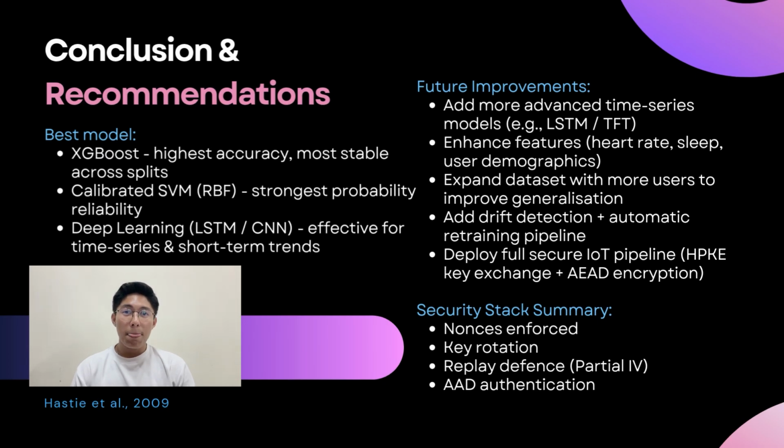Looking ahead, there is still room to grow: expanding the dataset with more users and richer features, implementing drift detection with automated retraining, and exploring transformer based deep learning models will help elevate performance even further. And by maintaining a full AEAD, HPKE, and OSCORE secure pipeline, we can ensure that the system remains robust and protected end to end.